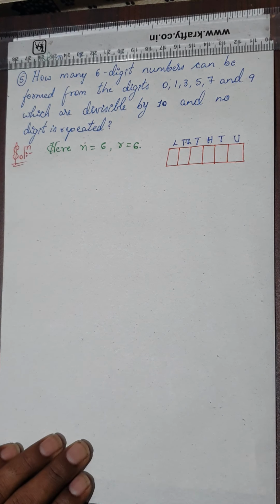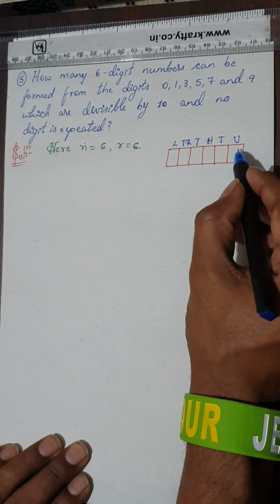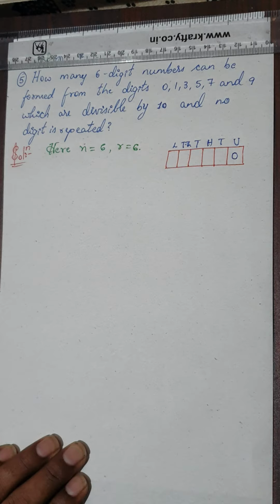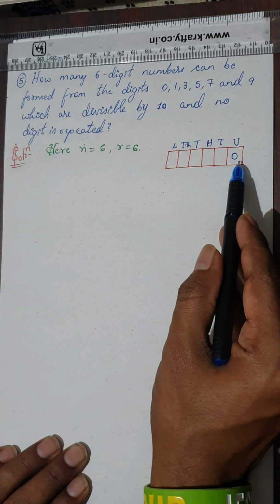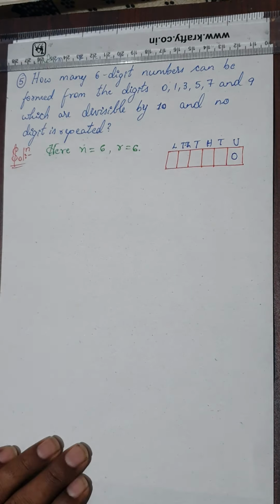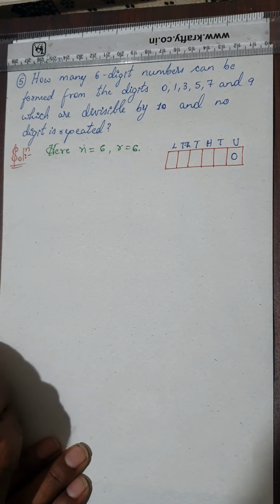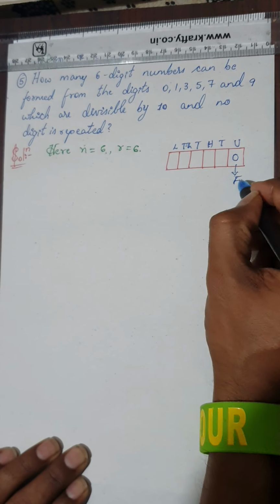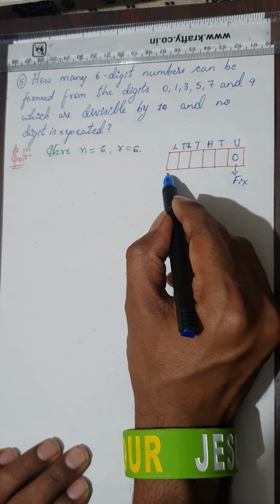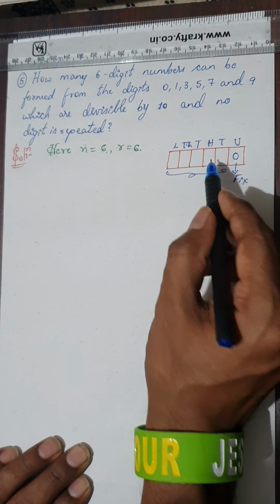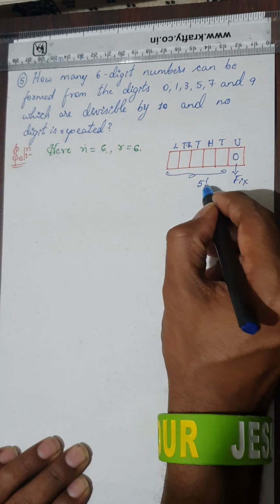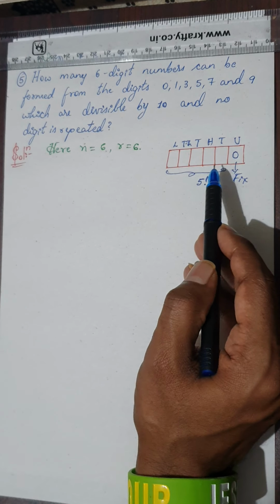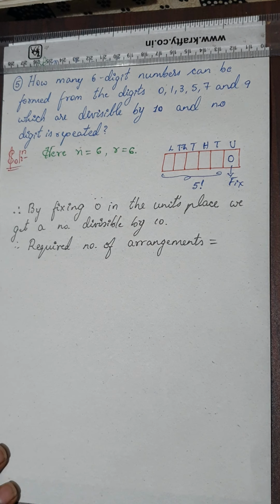When will a number be divisible by 10? Only in one case: if the units place is 0. Only if the units place number is 0, the entire number will be divisible by 10. So what we have to do is fix this 0 in the units place. If I fix this, then the remaining 5 digits can be filled in the 5 boxes in 5 factorial ways. Is it clear? Again, repetition is not allowed. So that will be my required number of ways.